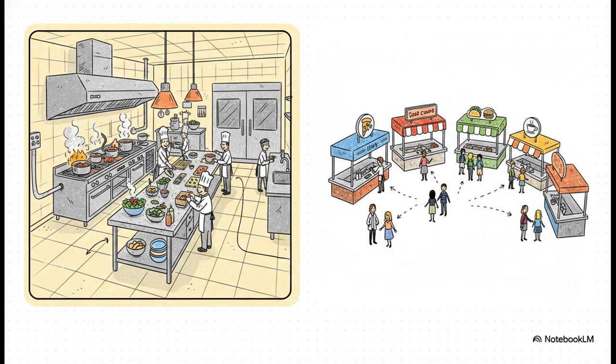A monolith is like one giant restaurant kitchen. Everything's made in the same place, it's all connected, all part of one big operation. Microservices, though, are more like a food court. You've got the pizza place, the taco stand, the noodle bar. They all operate on their own, but together, they make up the whole experience.